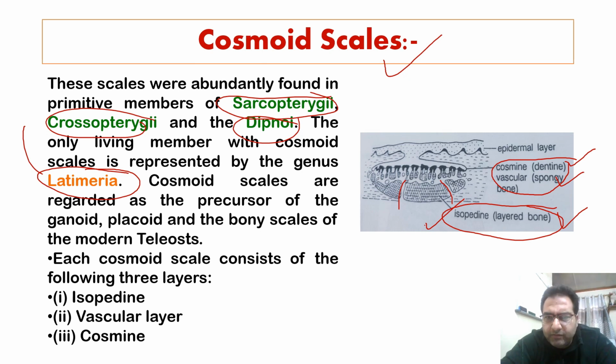Then we do have the vascular layer. This is the middle one, and it contains numerous vascular spaces. That is why it got its term as the vascular layer. Then we do have the cosmine, the upper layer. This is the outer layer made of dentine and containing pulp cavities. So this layer is made up of dentine and contains the pulp cavities.